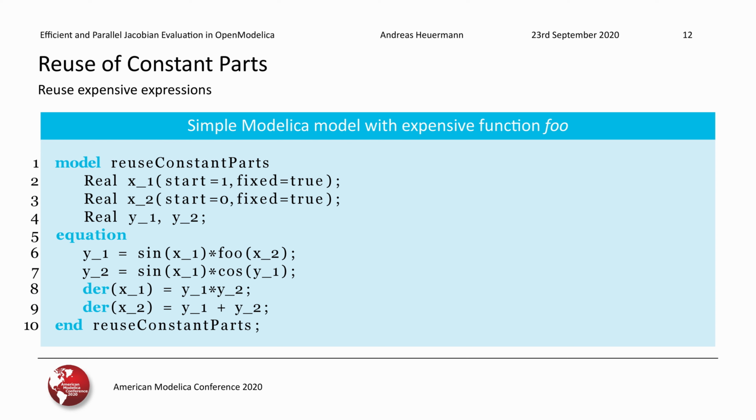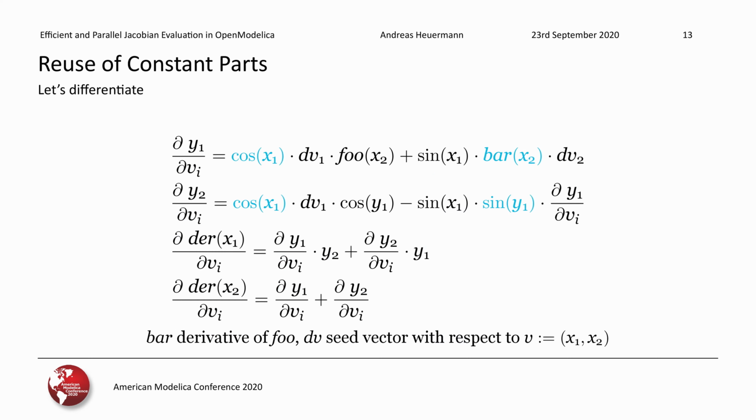What sort of constant parts do we have inside a typical Modelica model like this reuse constant parts model? We have some simple sine and cosine functions and some expensive function foo in lines 6 and 7. We will compute helper variables called CSE for common subexpression to save the value for sine of x1, foo of x2 and cosine of y1.